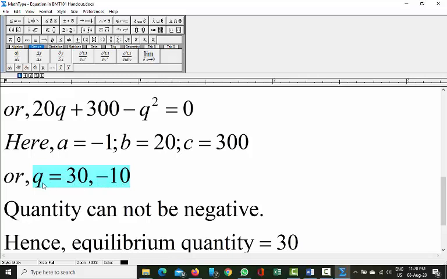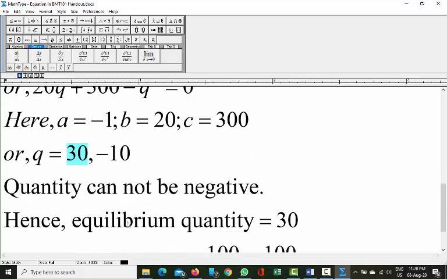So q is the quantity. Quantity cannot be negative. So that means this value is not accepted. So the value of q will be 30. That means that is the equilibrium quantity. So equilibrium quantity is 30.